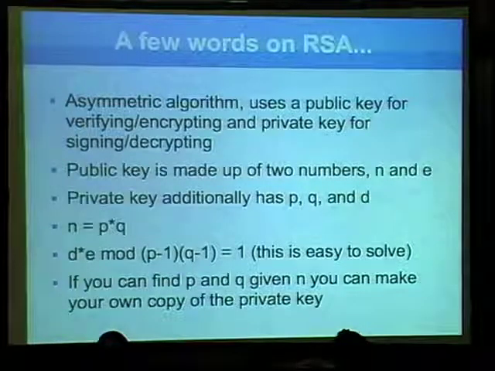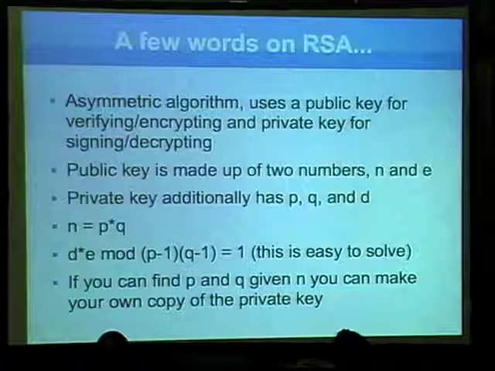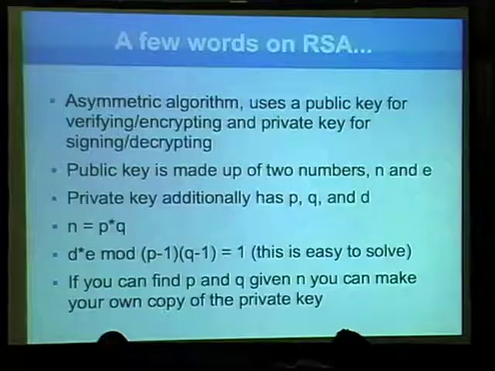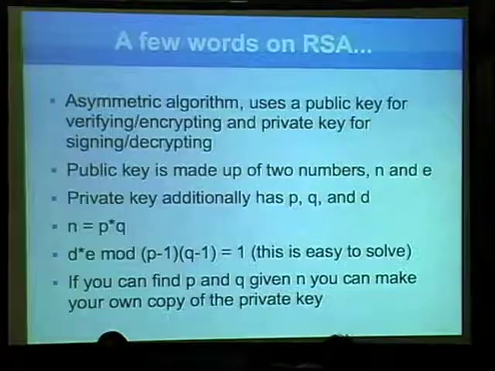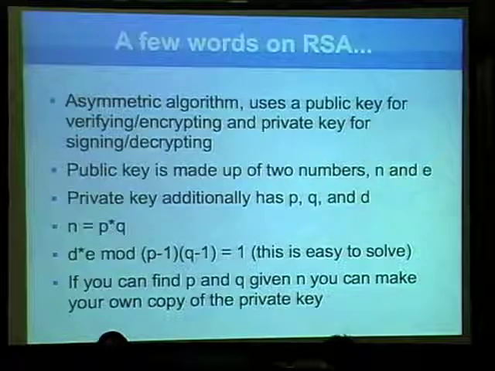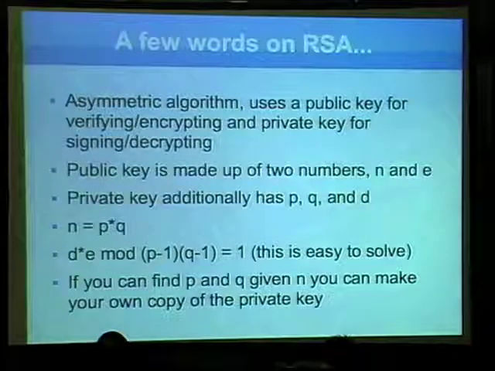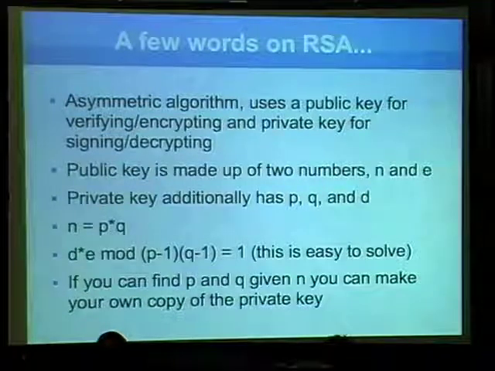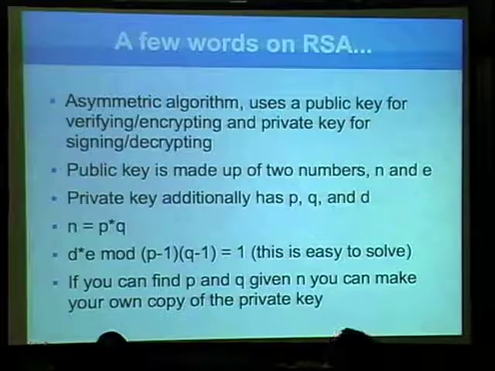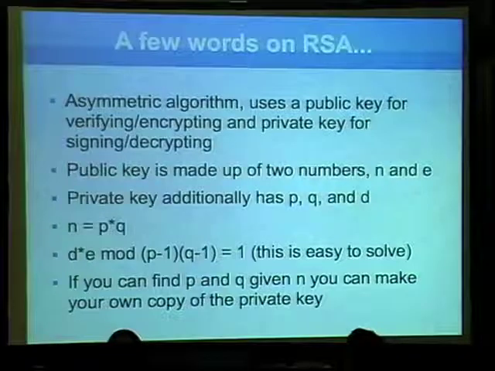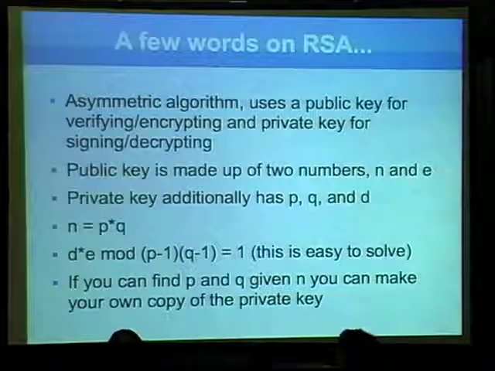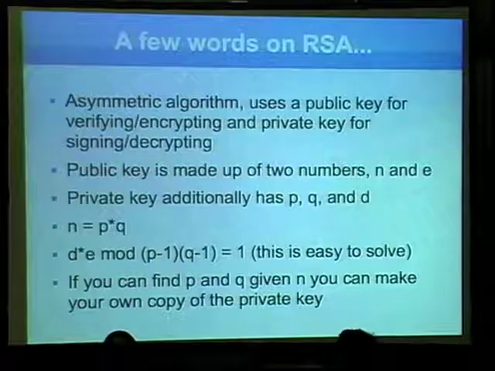The public key is made up of two numbers, n, which is called the modulus, and e, which is the public exponent. The private key has three additional numbers, p and q, which are two large primes that are approximately the square root of the modulus. The modulus is generated by multiplying those two numbers together, and d. There's an equation up there. d can be derived from e, p, and q if you have those three numbers.